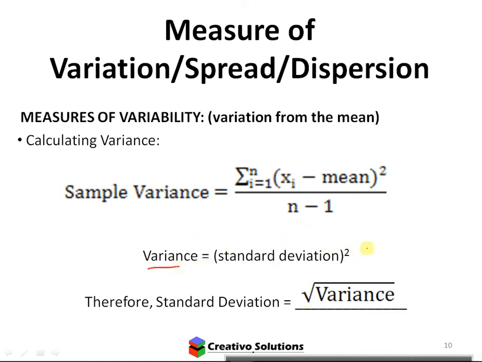Variance is the square root of the standard... No, the standard deviation squared. Oh, yeah. Standard deviation is the square root of the variance. Okay, that's the relationship between the two.